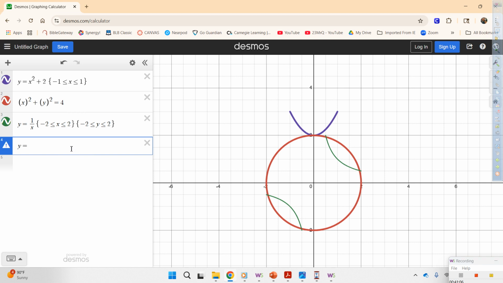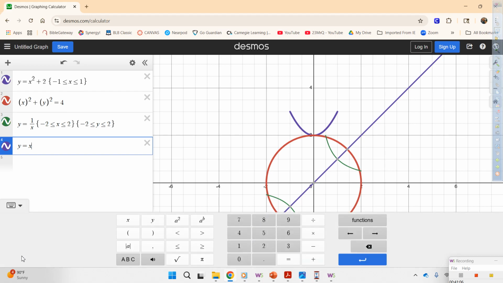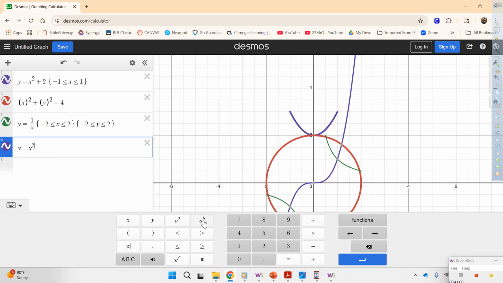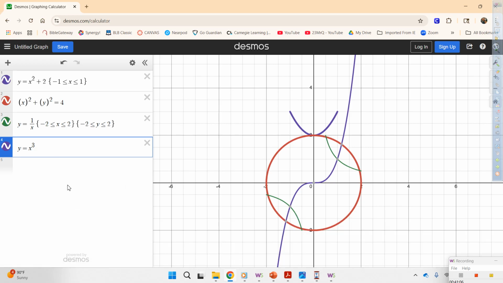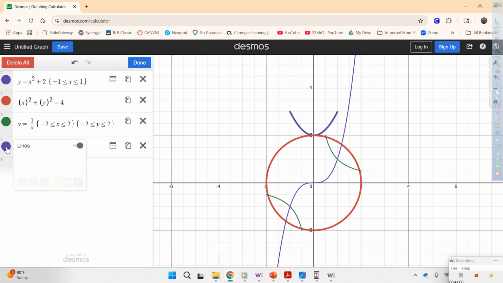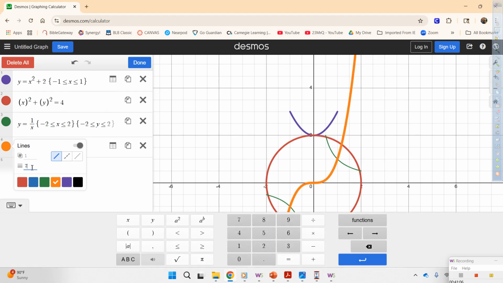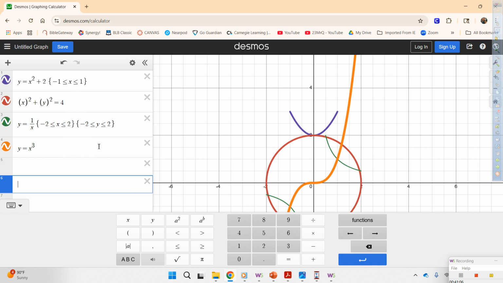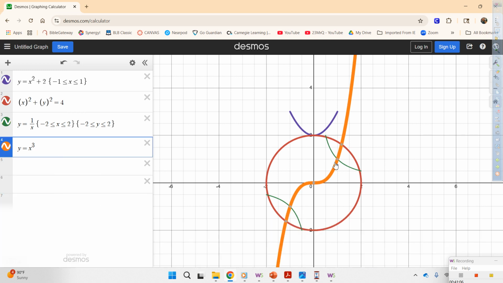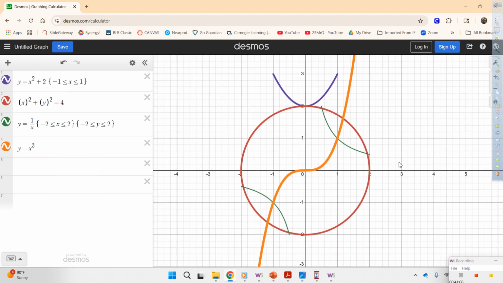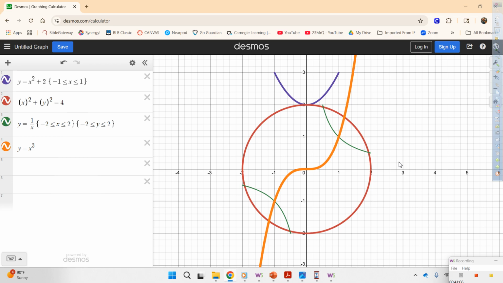Y equals x. Look up. To put the cubic, you go to this one that says a with exponent b, this one right here, and then type in the number 3. I'm going to change the color. Go to the gear. I'm going to change that to an orange, and I'm going to make that a 7, a little bit thicker. There it is. And so on and so forth. You get the idea, yeah?